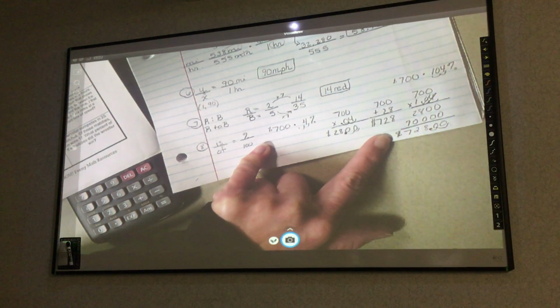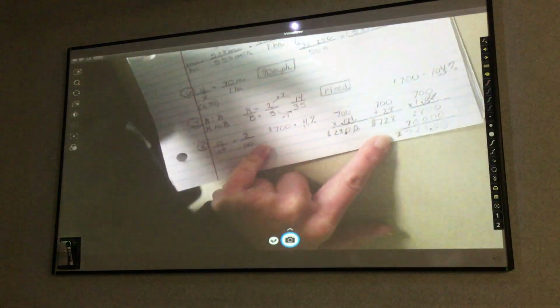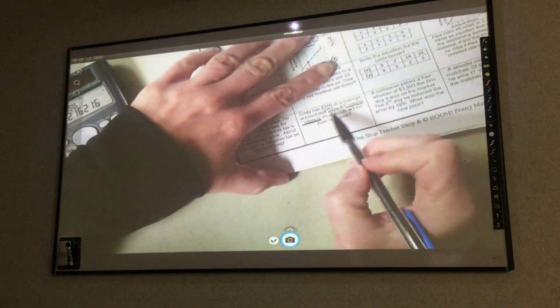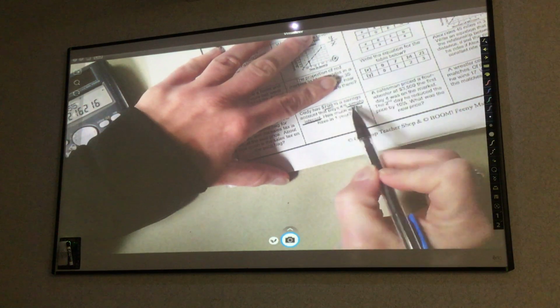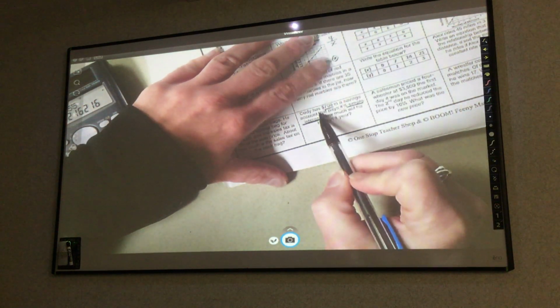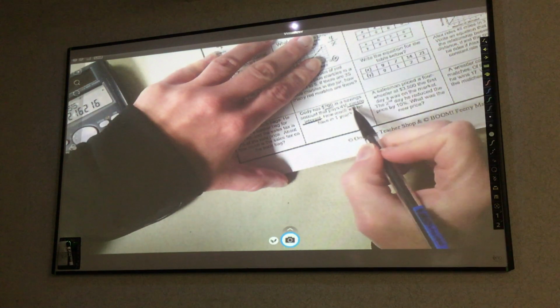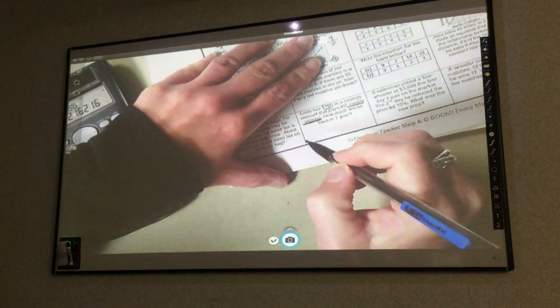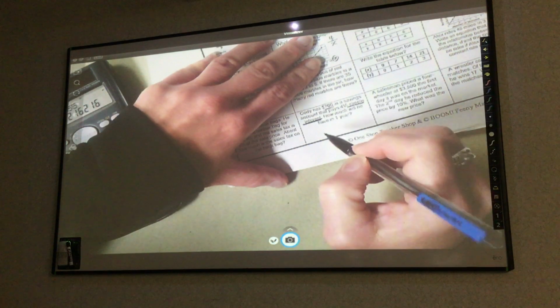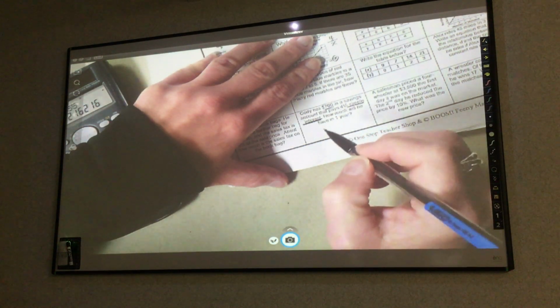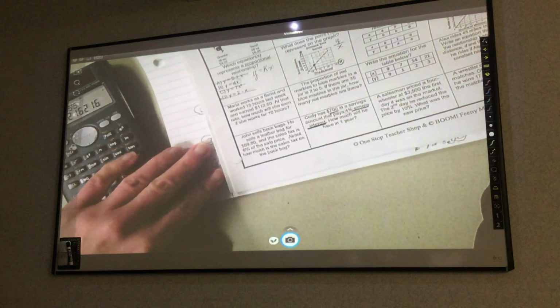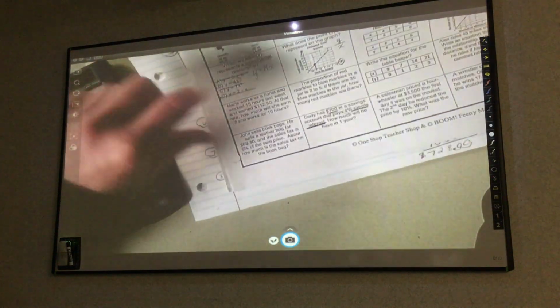Yes? I multiplied it by 0.96 because it said that he paid 4%. He doesn't pay. It says a savings account that pays. So the savings account pays him. That's what that meant. I see what you're saying. Because interest is what you earn. They pay you interest. Does that make sense? Yeah. Okay. Good question.